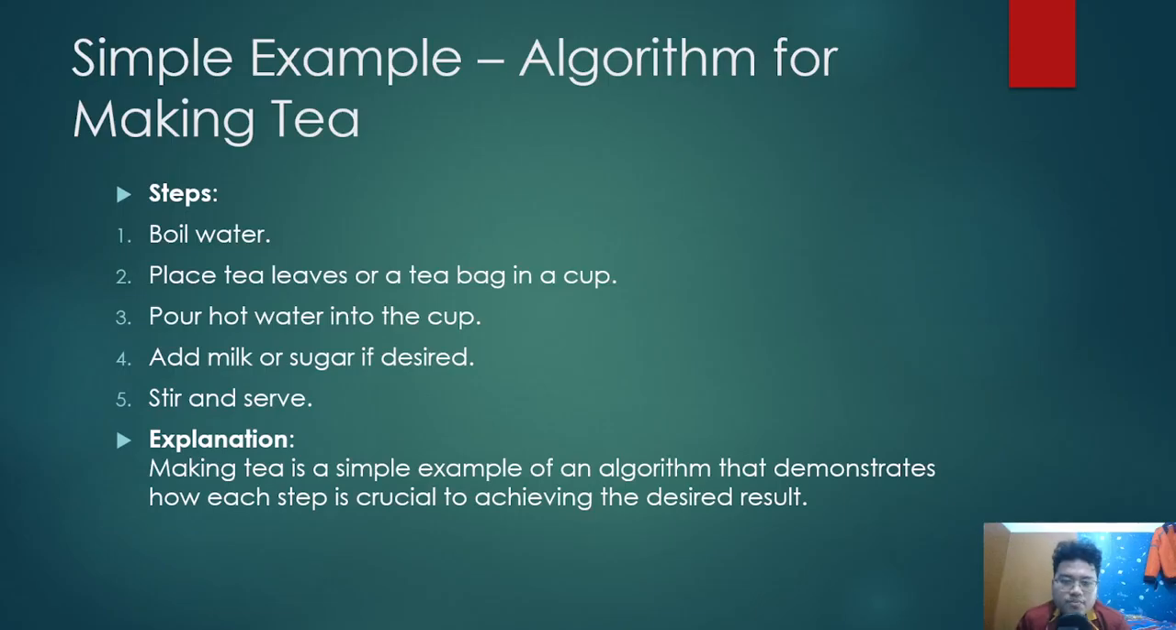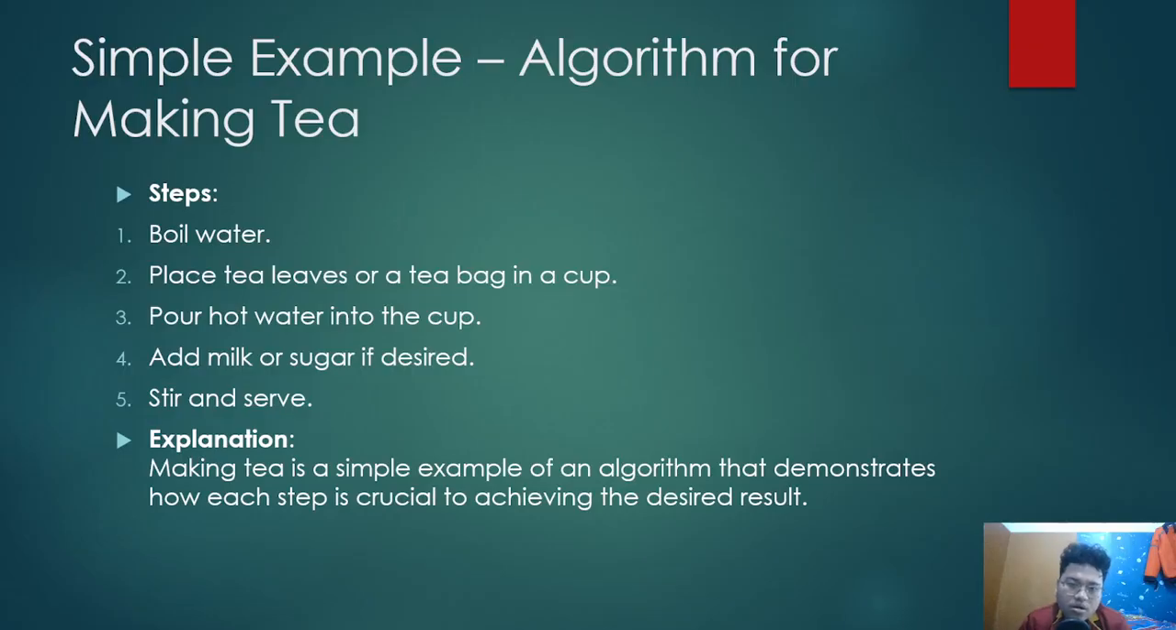So for a simple example, here is an algorithm for making tea. Step one: boil the water first, and then prepare the tea leaves or tea bag. Step two: place the tea leaves or tea bag in the cup, not putting the sugar first. Then pour hot water into the cup.